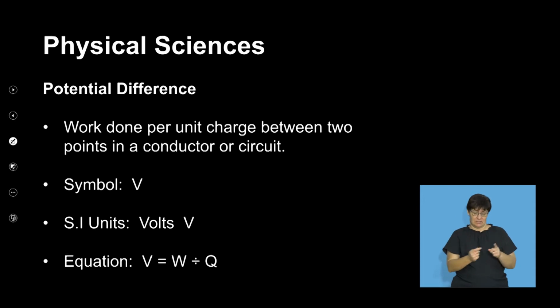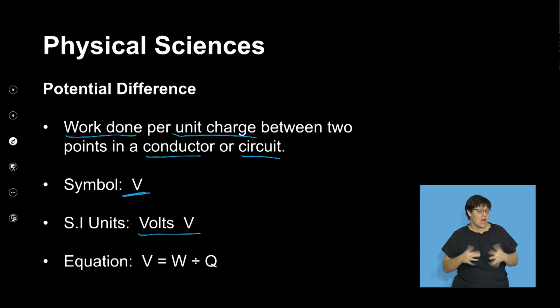When we've been dealing with electric circuits, we know that potential difference is defined as the work done per unit charge between 2 points in a conductor or a circuit. The symbol for potential difference is V. It's measured, the SI units are volts, and the symbol for the word volt is also V, and the equation is V is equal to W, the work done, divided by Q, the charge.